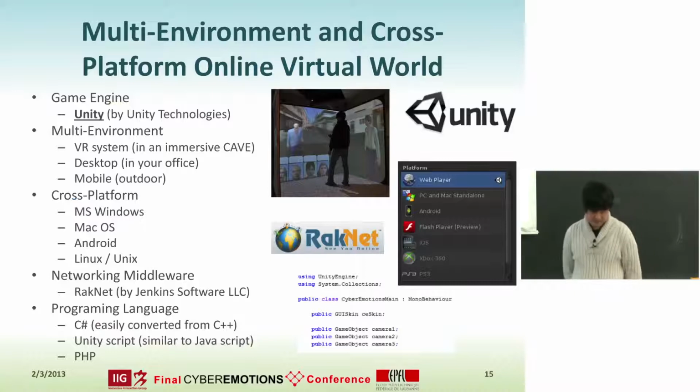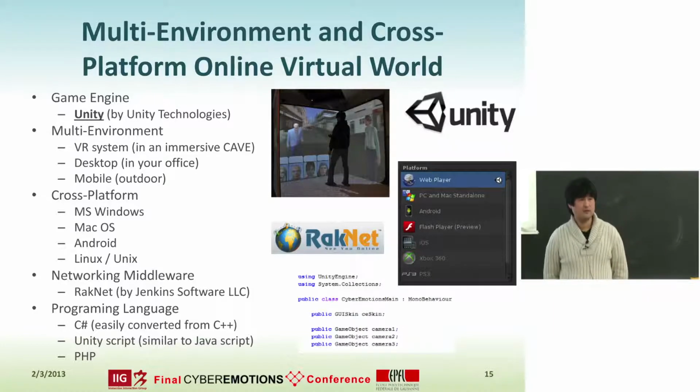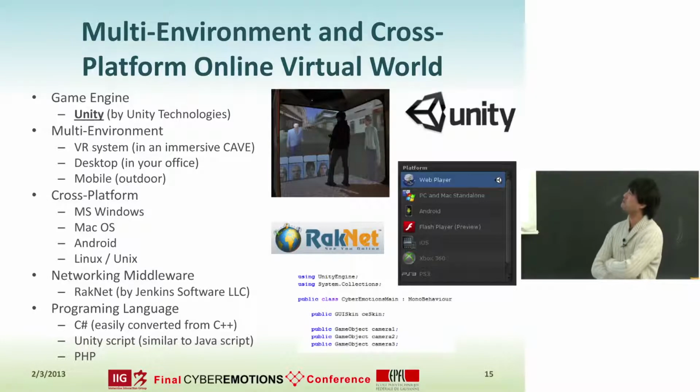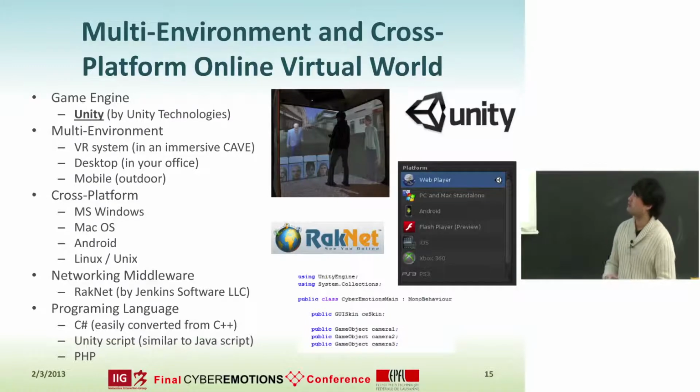And then, as I said at the beginning, we developed software for affective communication. Of course, the facial asymmetry was included in this software as a main module. We used the Unity game engine platform to consider the commercialization and the stability of the software. This software can be run in multiple environments, like a VR system in an immersive cave, as you see in the image.